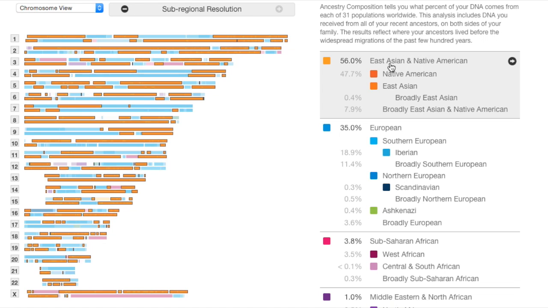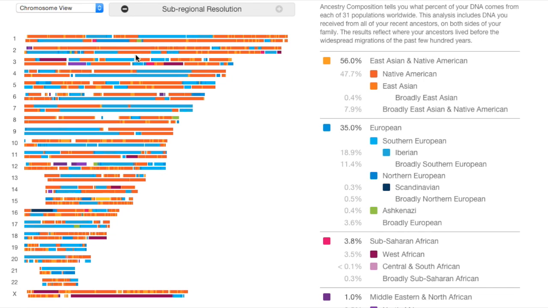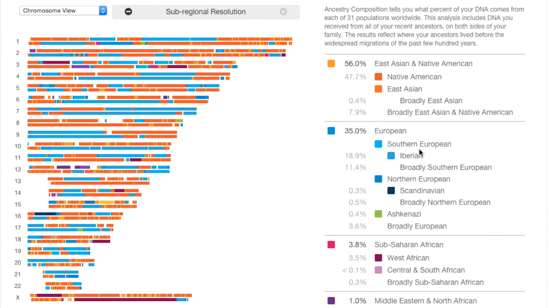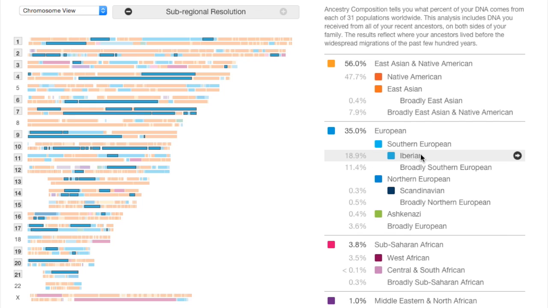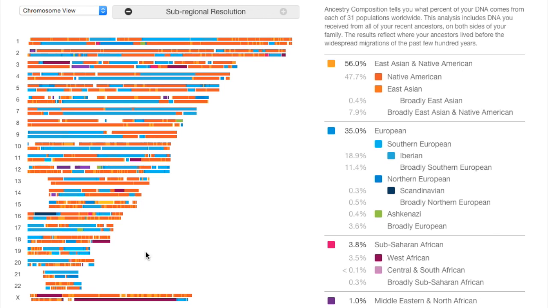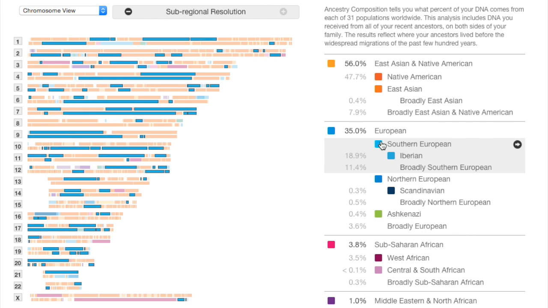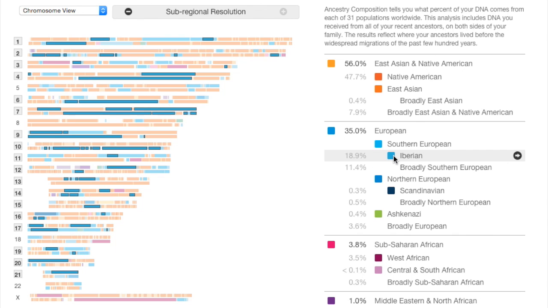As you can see, my mother gets Native American on all the numbers. Apparently, my mother gets European on 1 through 22 and on her X chromosome. Sorry, I already forgot everything. As you can see, it's everywhere. She gets Iberian on 1 through 4, 6 through 7, 9 through 17, and 19 through 22.